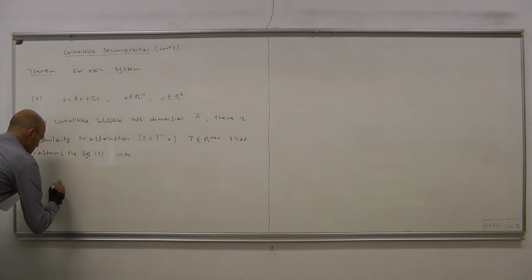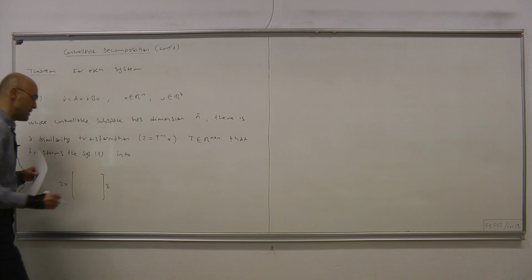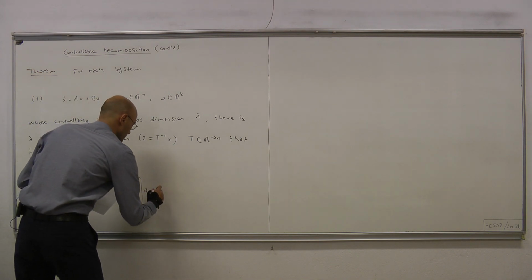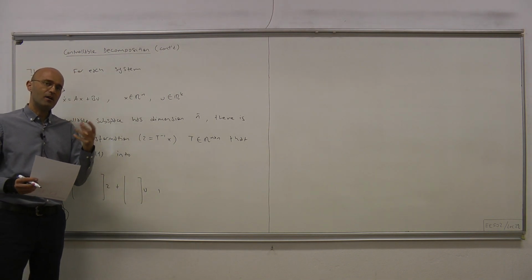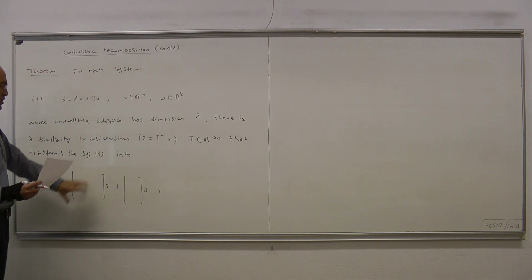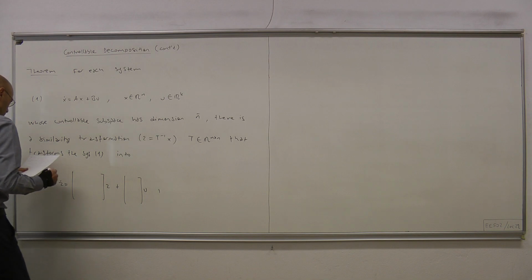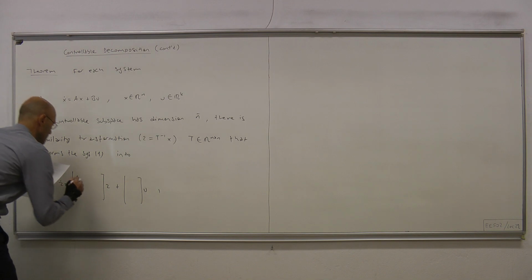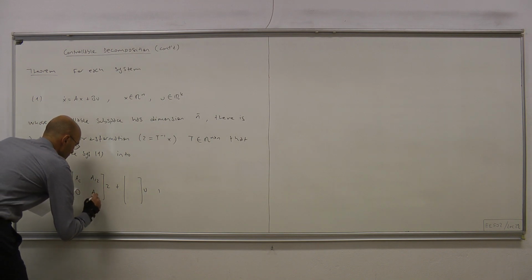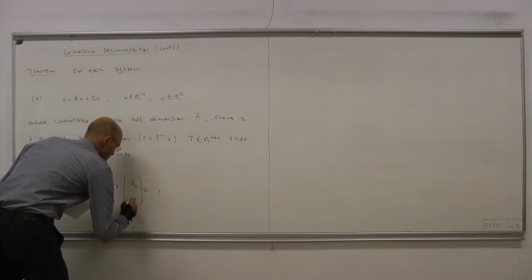Z dot equals A tilde Z plus B tilde U, where A tilde and B tilde are of the following special form. A tilde, our new system matrix, is in upper block triangular form, and the matrices are labeled as follows: AC, A12, and AU. And as for the B tilde matrix, it has the following form: BC and 0.